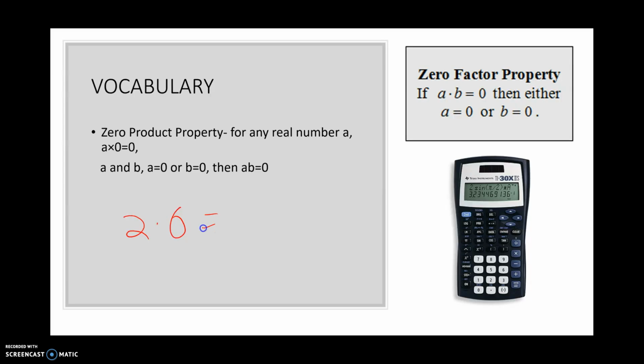2 times 0 equals 0. 3 times 0 equals 0, so on and so forth. With a and b, if a equals 0 or b equals 0, then a times b equals 0. So if a is 2 but b is 0, 2 times 0 equals 0. Zero factor property. If a times b equals 0, then either a is 0 or b is 0.